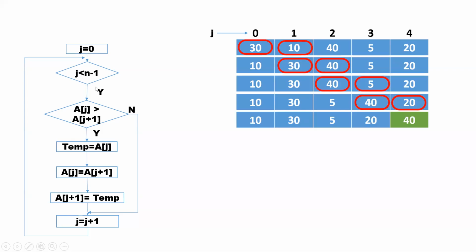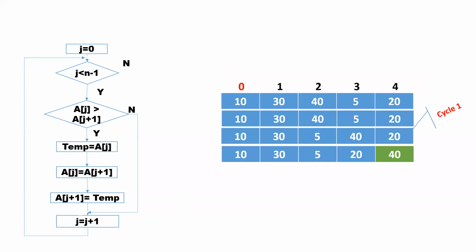If this condition is true, then we need to compare the two values and swap if necessary and go to the next element. If the condition is false, then there is no need to interchange. Just leave the elements in place and go to the next element. Once this condition becomes false, that means we have reached the end, and j has reached n minus 1. Once j reaches n minus 1, there is no need to interchange, so we need to start from the beginning.